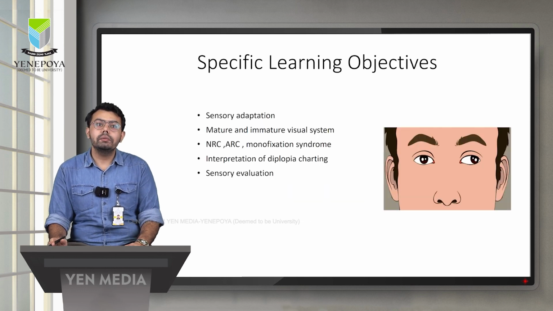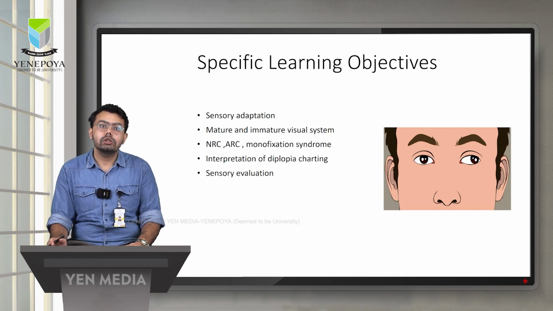So my specific learning objectives will be sensory adaptation, the mature and immature visual system, the normal retinal correspondence, abnormal retinal correspondence, monofixation syndrome, interpretation of diplopia charting, and sensory evaluation.